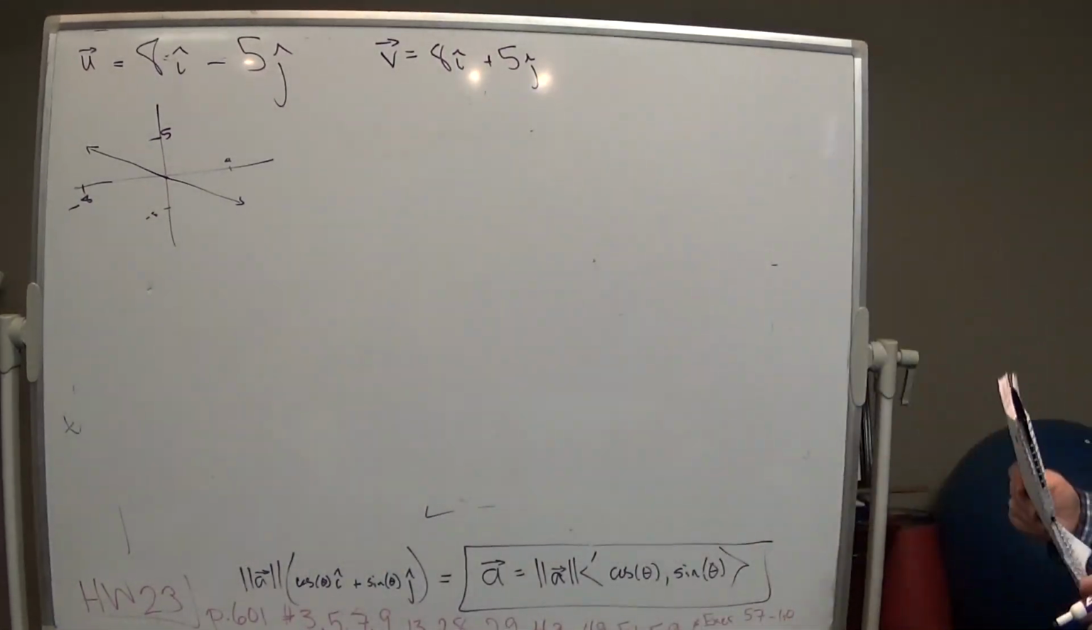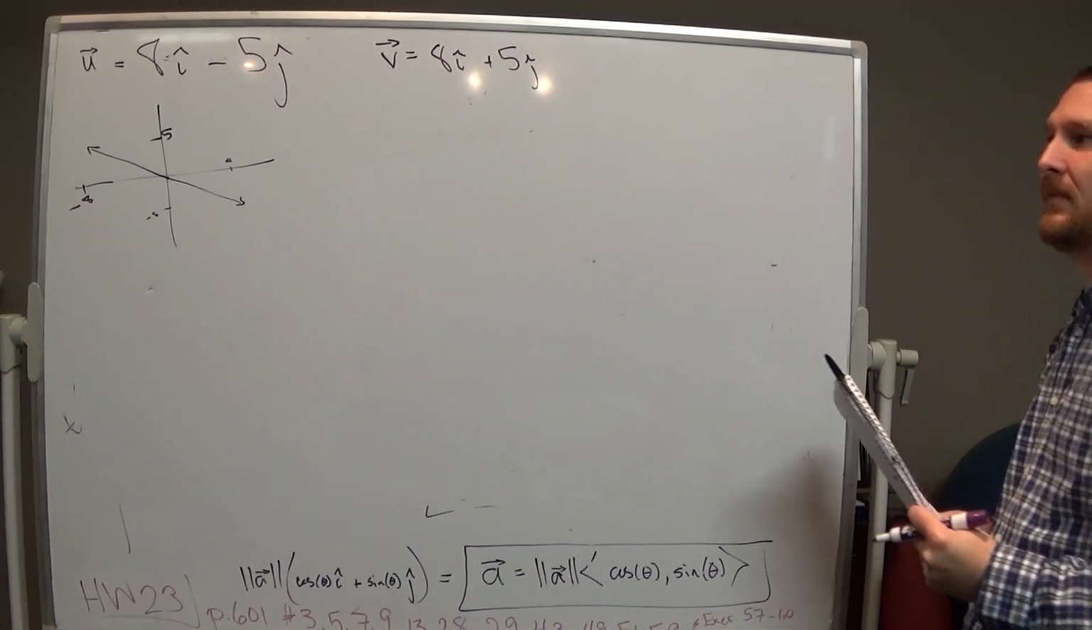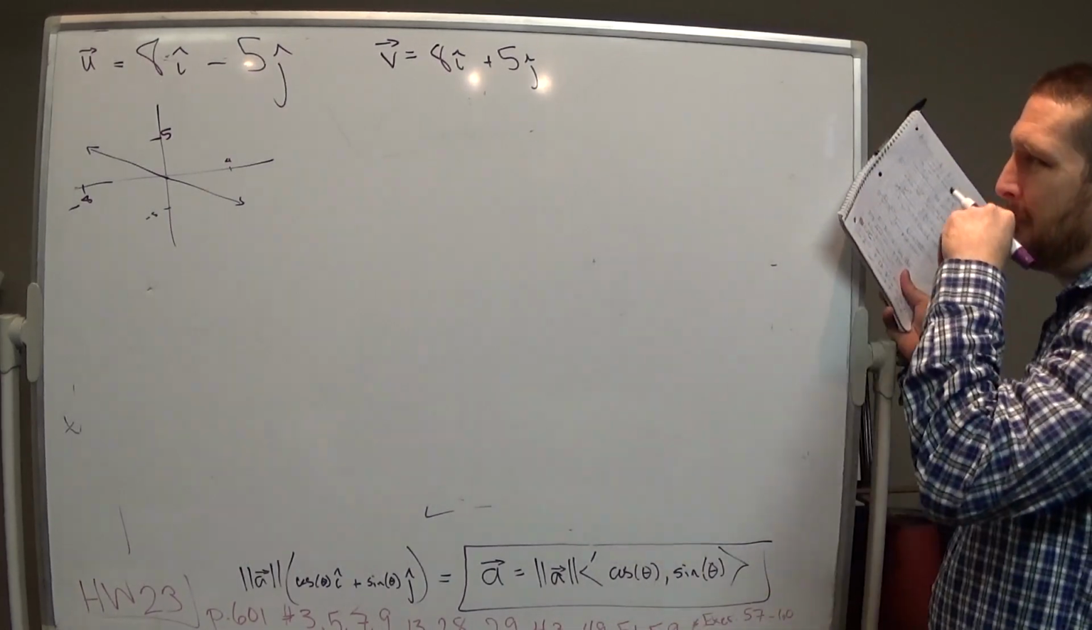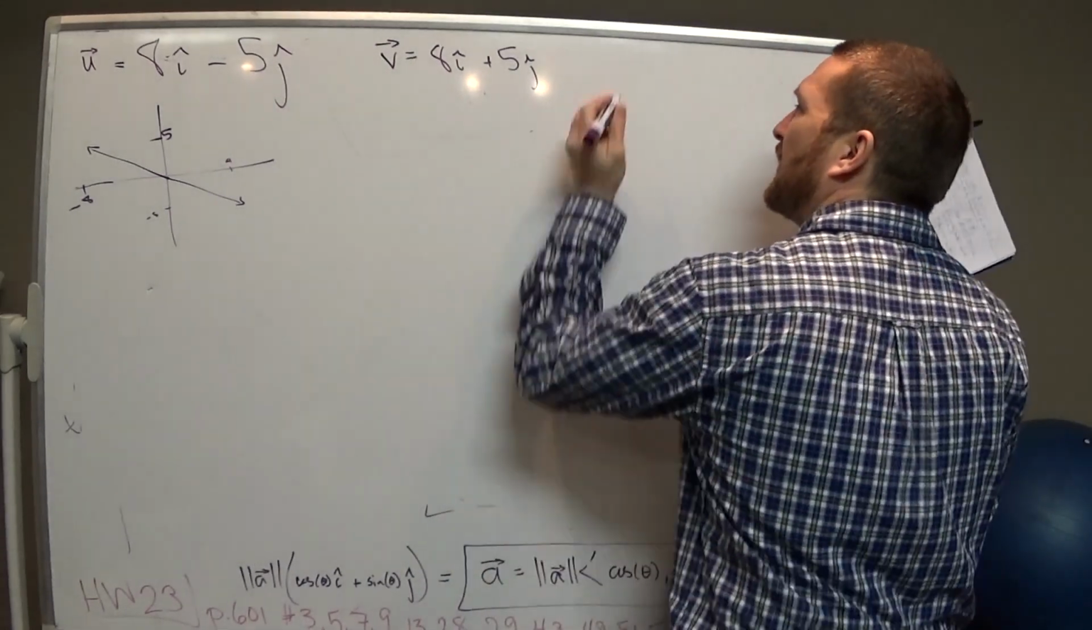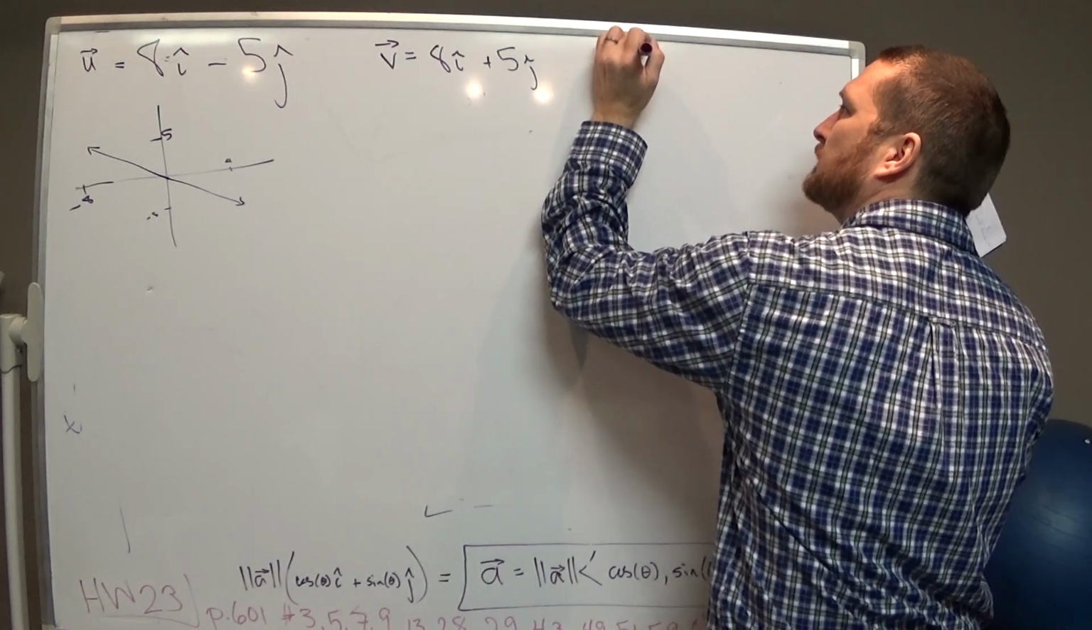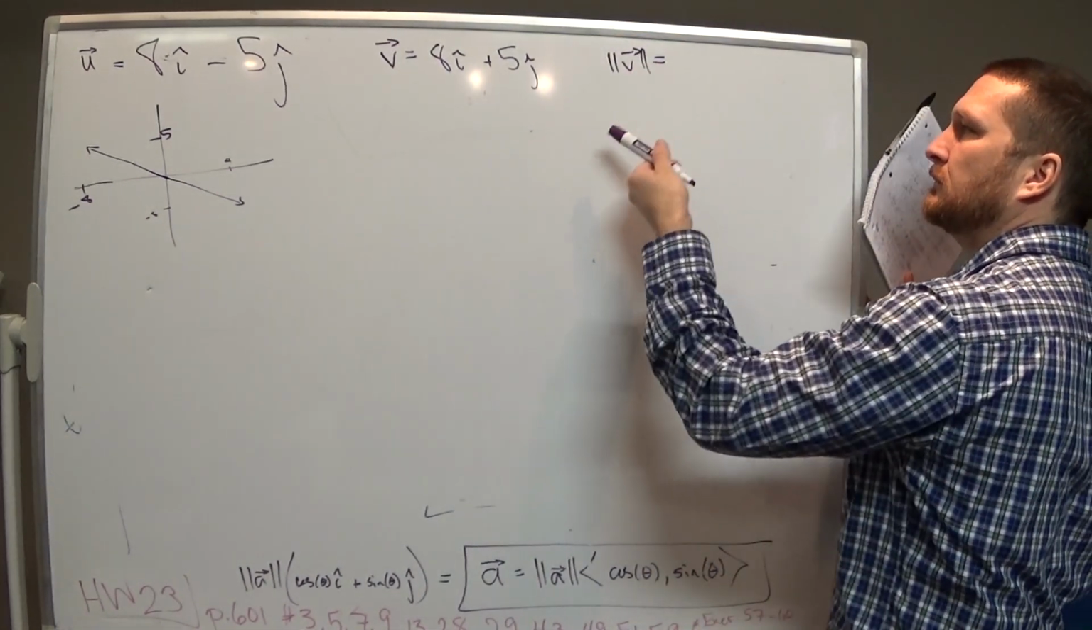But that's not a unit vector. How do we get a unit vector? What do I have to do to it? Divide by the magnitude. And what is the magnitude? Root 64 plus 25. Which is what?